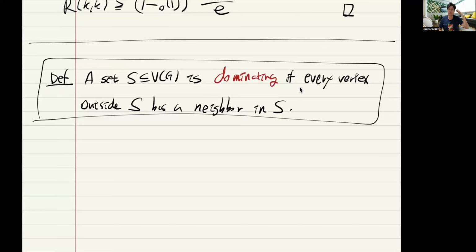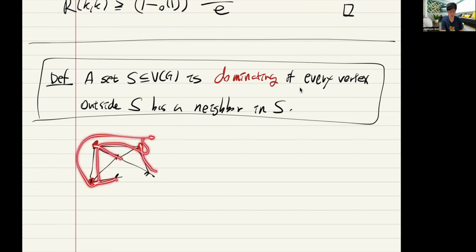So this is a useful concept. You can immediately imagine some situation where it is important. For example, if you have a graph and you want to distribute some resources and put some resources in each vertex so that every vertex can reach the resources in an easy way in one step, then you want to put them in a dominating set so that every vertex can reach that in one edge.